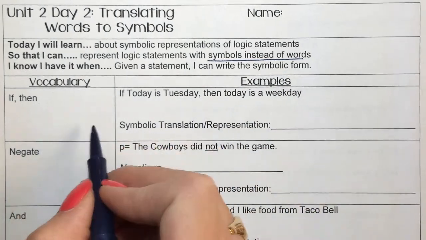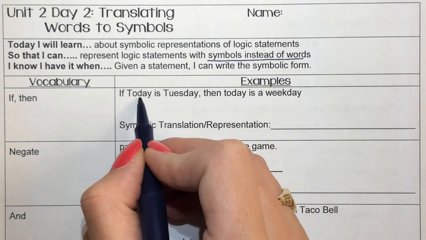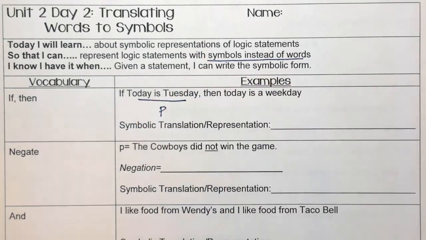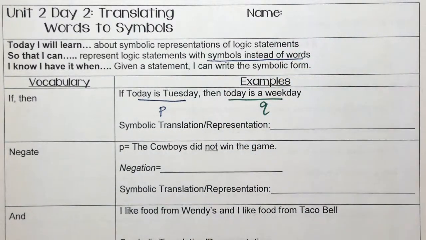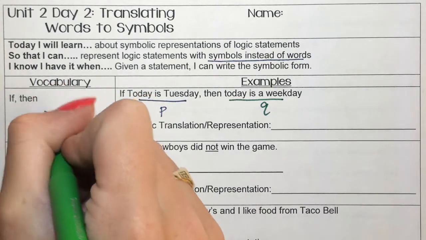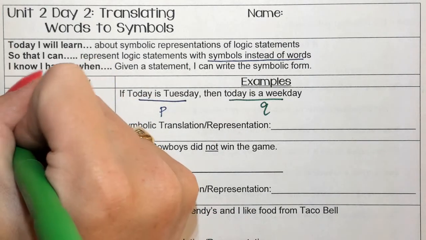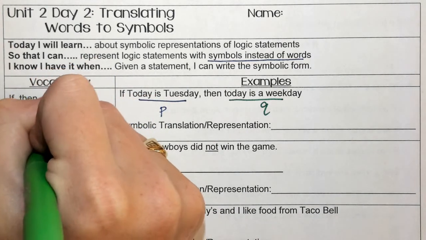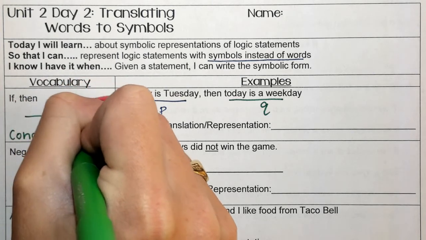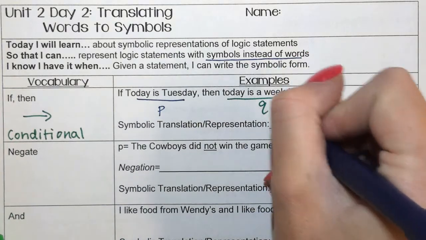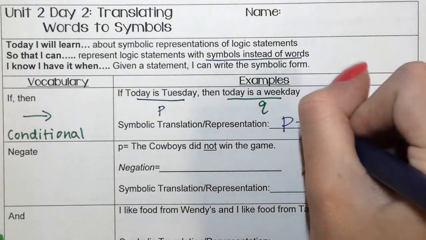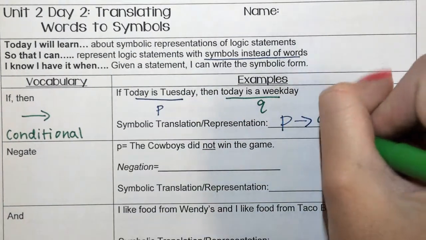So this first block is kind of a review. If today is Tuesday is our P, then today is a weekday, Q. So for if then, your symbol is just the arrow. This comes from our conditional statement. So to represent this symbolically, I would say if P, then Q.